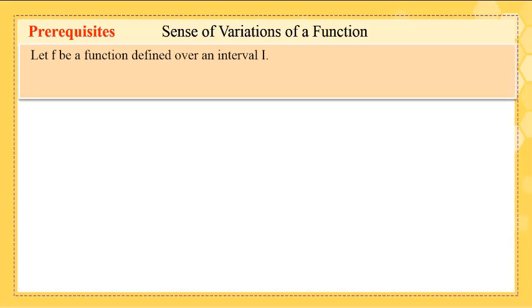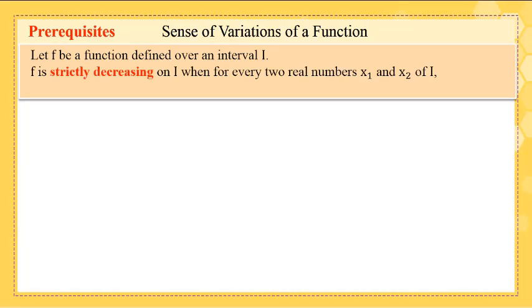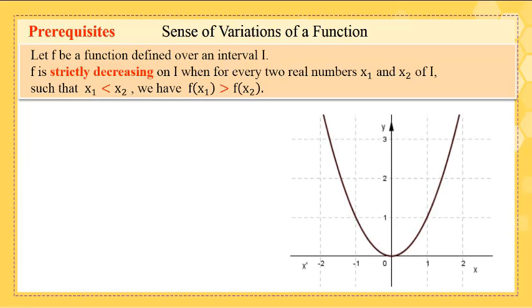Definition 1. Let f be a function defined over an interval I. F is strictly decreasing on I when for every 2 real numbers x1 and x2 of I, such that x1 less than x2, we have f of x1 greater than f of x2. This graph shows that on minus infinity 0, the function is strictly decreasing.